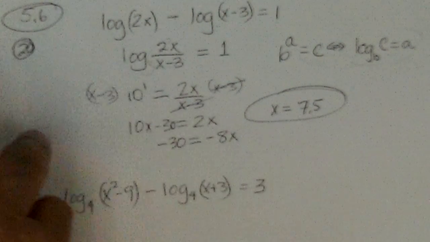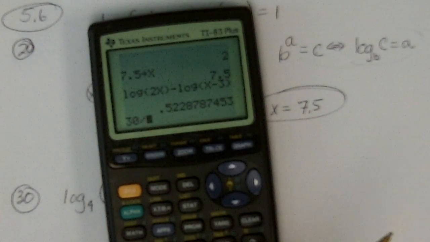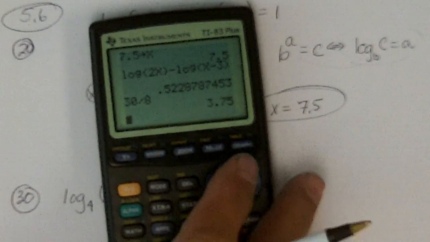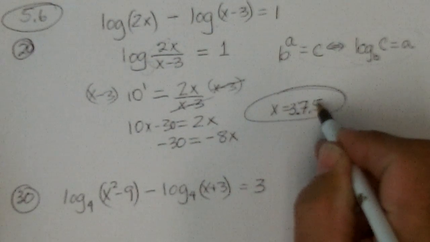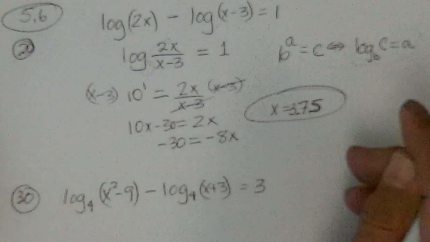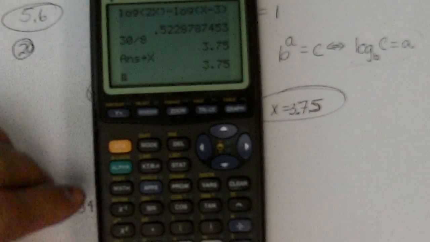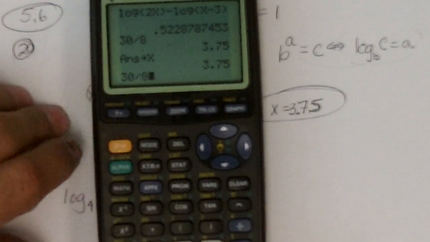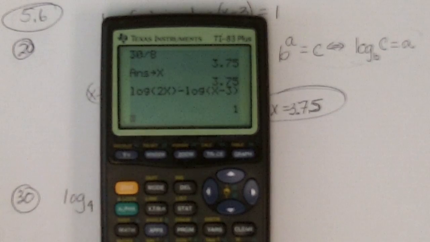If I divide by 8, let's make sure I divide that right. 30 divided by 8. Oh, 3.75. I didn't divide correctly. I was doing that in my head and got the wrong answer. So let's store that into x and then retype that. And that would be this, and now it does come out to equal 1.